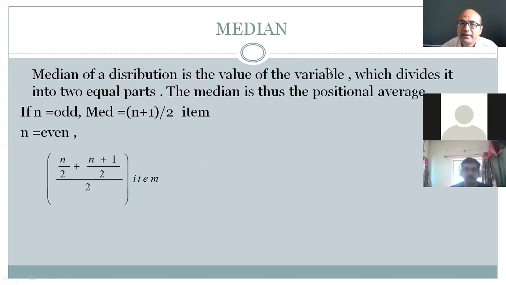If n is an odd value, the median is the (n plus 1) by 2 th item. That is, if I take n equal to 11 data, then the middle value will be the (11 plus 1) by 2, the 6th item. If n takes an even value, then the median is the average of the n by 2 th item and the (n by 2 plus 1) th item. Suppose I have 12 data, then to calculate the median, with n as 12, it is the 12 by 2 th item plus the (12 by 2 plus 1) th item, the whole divided by 2, which gives the median of the given data.